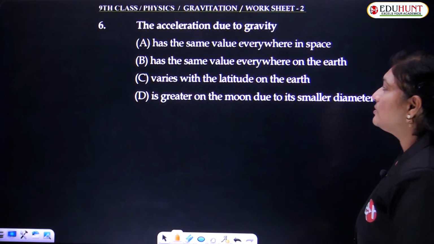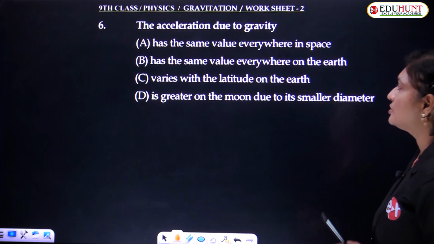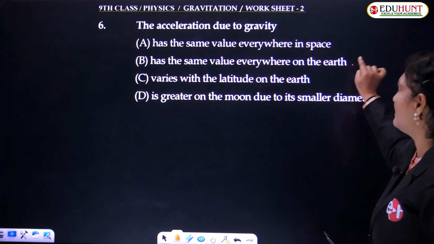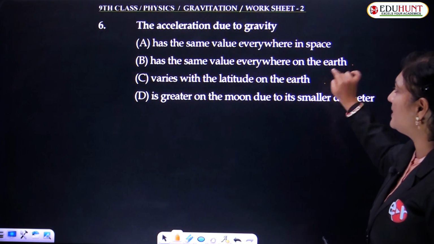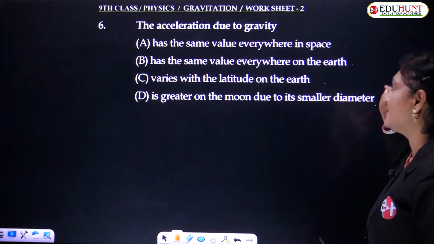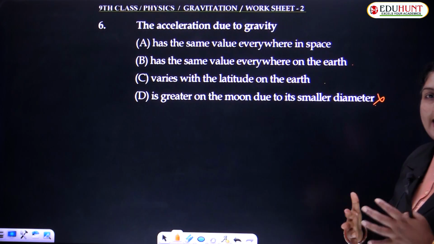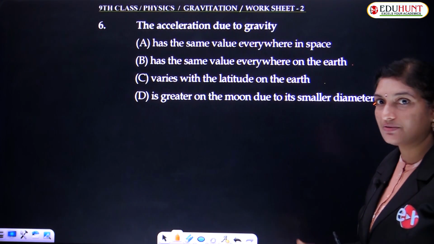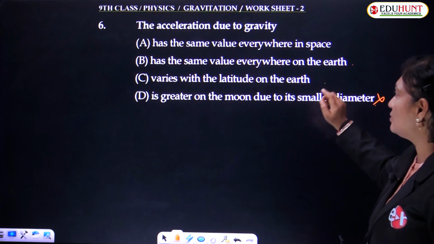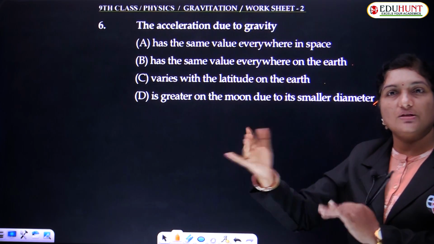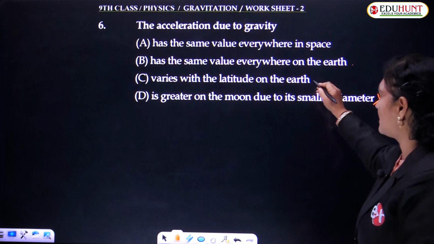Well, moving to the sixth question: the acceleration due to gravity has the same value everywhere, has the same value everywhere on the earth, varies with the latitude on the earth, or is greater on the moon due to its smaller size. As we know, on the moon it is lesser than the value on the earth, it is g/6. Latitude of the earth, yes, as we move away from the surface of the earth, the acceleration due to gravity decreases. So this is a correct statement.